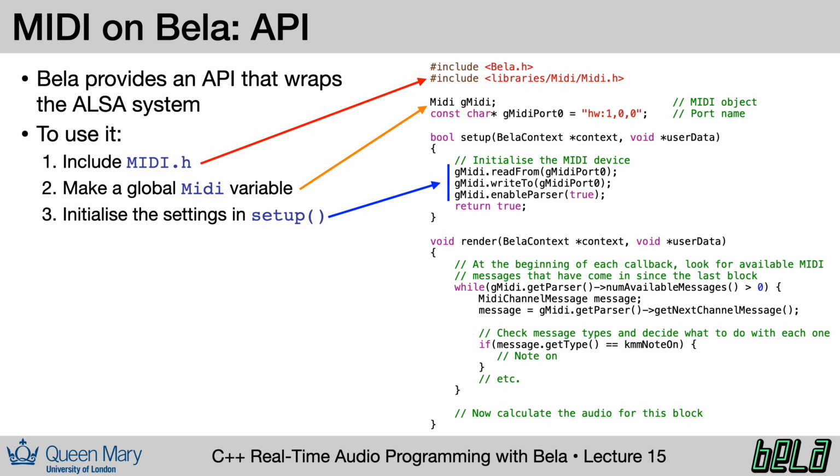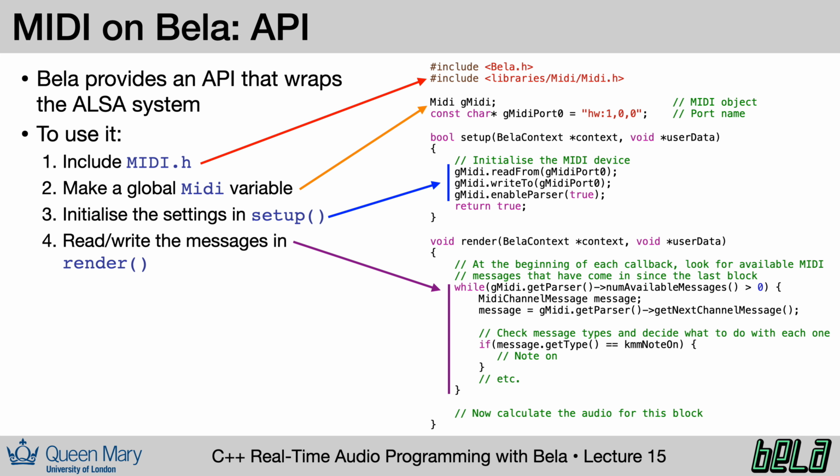This is the place that you'll tell it which MIDI port to read from or to write to. The third line here, calling a method enableParser, is needed to get the MIDI messages from the device within the render function. Then reading and writing messages can be done inside of your render function here.